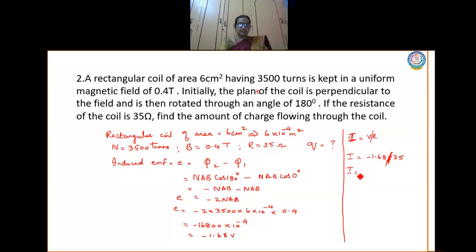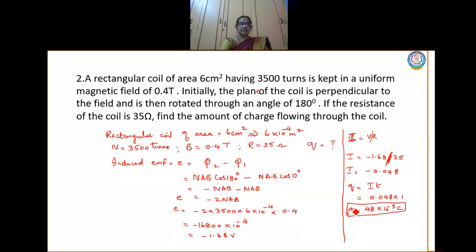So what is the value here? When I divide this, 0.048. Now from this I can find out the value of charge, which is Q is equal to I into T. So 0.048 into time. What is the value of time given? Time value is 1. So I have the value of charge to be 48 into 10 power minus 3 coulomb. So this is the answer.